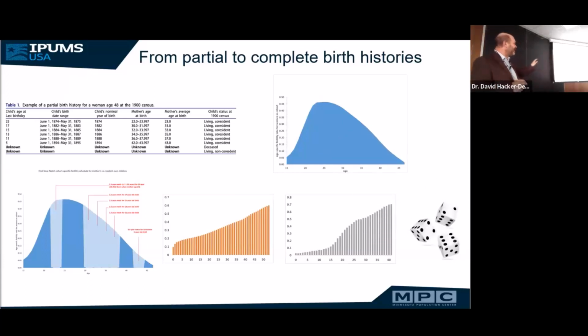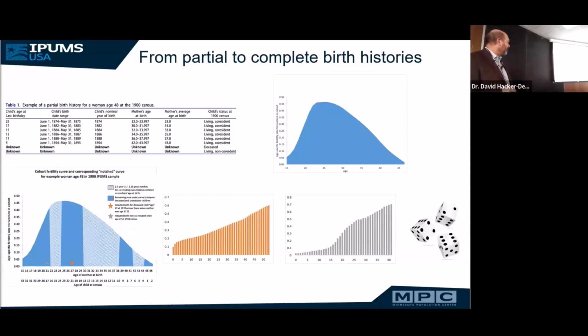Roll the dice and assign a birth year. If we do that, in this particular case, the deceased child was put here, and the living but non-co-resident child, this makes sense, it's probably an older child, is assigned there, right? So now, of course, I've got millions.